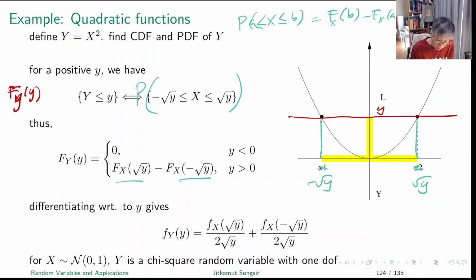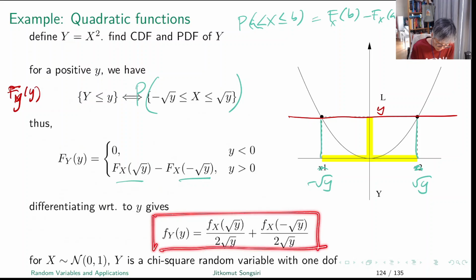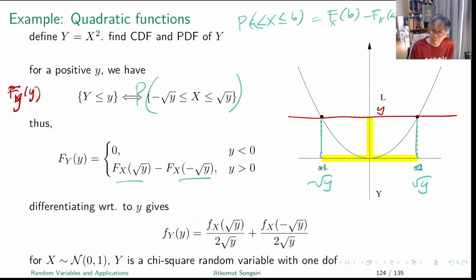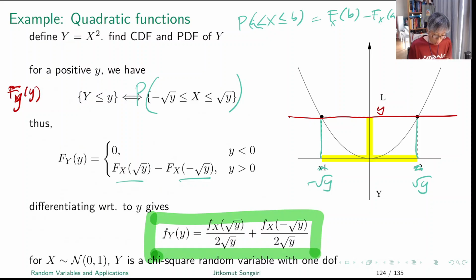Again you need the chain rule, because this is a composite function of F_X with the square root function in y. So you take the derivative of F_X, you get small f. You take the derivative of square root y, you get 1 over 2 square root y. This is the second term, with the sign, and this is the answer. What you get here is another general formula when g is a quadratic function.